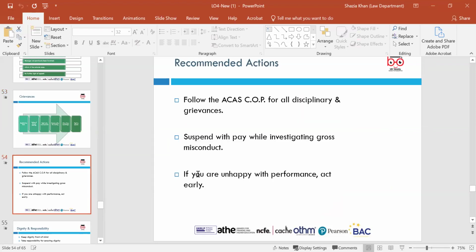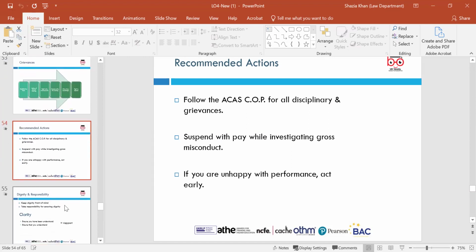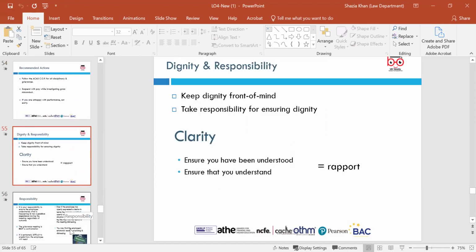Recommended actions, again, ACAS, really important. Look at all the disciplinary procedures and grievances, and they are able to help you as well. Dignity and responsibility: keep dignity front of mind. Take responsibility for ensuring dignity. Clarity: ensure you understand, so the rapport.